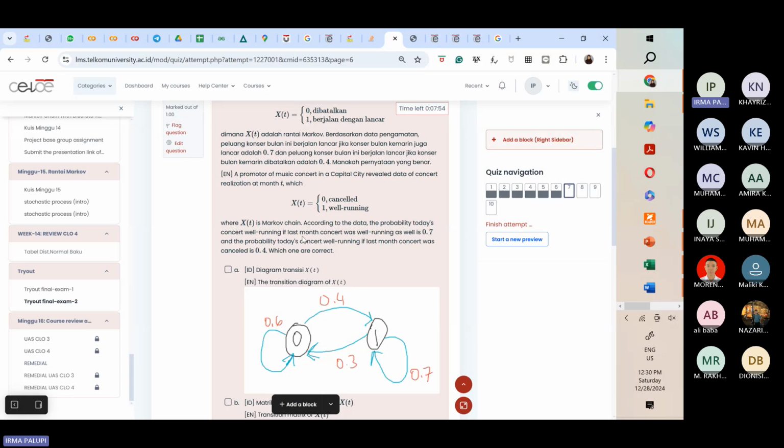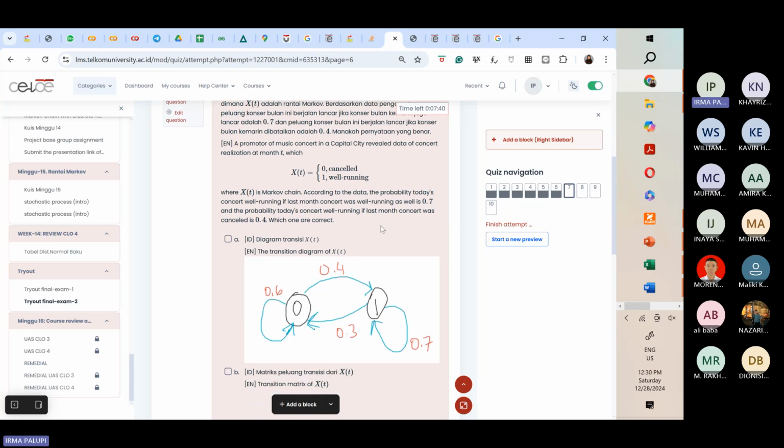Today concert last month, so it's a concert last month, a concert monthly. Yeah? Well running, if last month well running. So well running is 1, okay. So 1 is 0.7, okay. Transition from 1 is 0.7. So from 1 to 0 is 0.3, okay, because the sum is supposed to be 1. So if 0.1 to 1 is 0.3, so 1 to 0 is supposed to be 0.3.